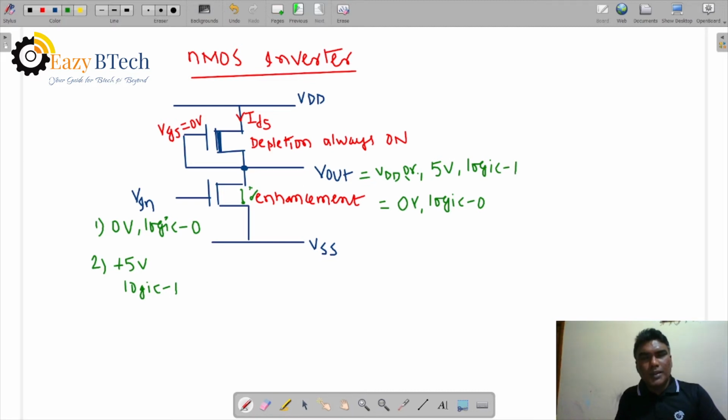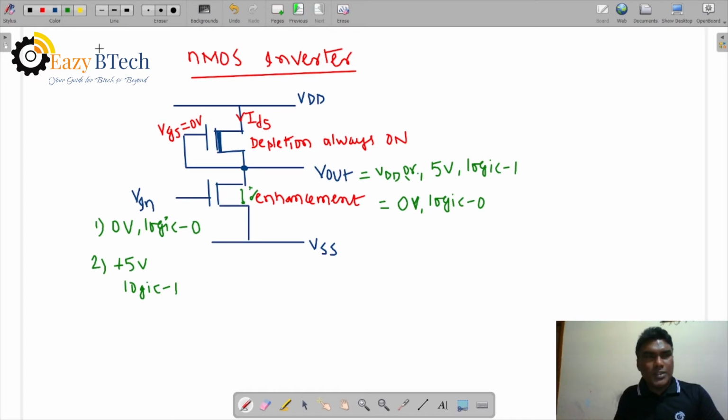So this is the working of this NMOS inverter. When 0 is applied, the NMOS enhancement is off, output is VDD or 5 volts, passing through the depletion transistor, so output is 5 volts or logic 1. When a positive voltage is applied at input, the channel is established, and current passes directly through drain to source connected to the ground terminal, so output voltage is 0 volts, or logic 0.